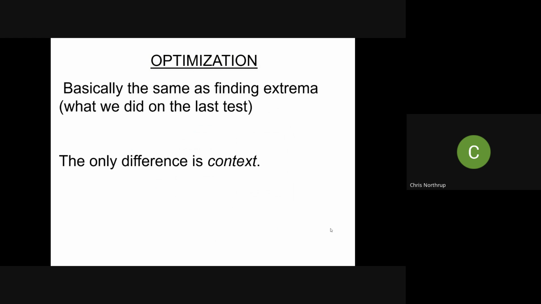Instead of just having any old function f of x or g of x or whatever, all of our functions are going to represent things like costs, profit, area, volume. And our goal is to find the minimum amount or maximum amount of any of those things.